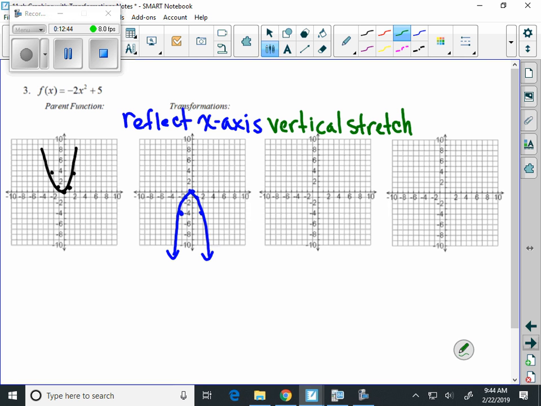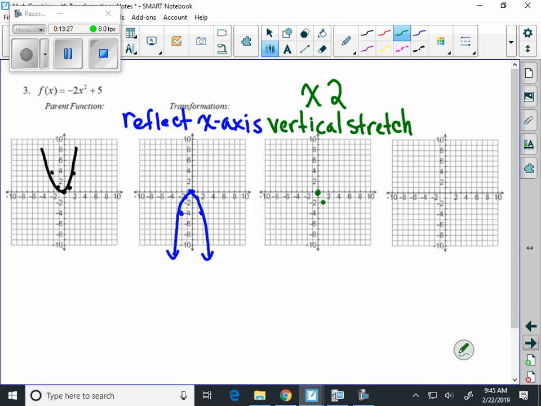Remember, when we're dealing with the vertical stretch or vertical compression, only the y values change. So when we look over here at this one, 0, 0 is still going to stay the same. Our vertex is still going to be the same. But instead of this point 1, negative 1, the y value, the negative 1 part of that point, is going to be multiplied by 2 because it's a vertical stretch of 2. That number out in front of the x squared. So it's going to be negative 1 times 2. We're going to graph a point of 1, negative 2.